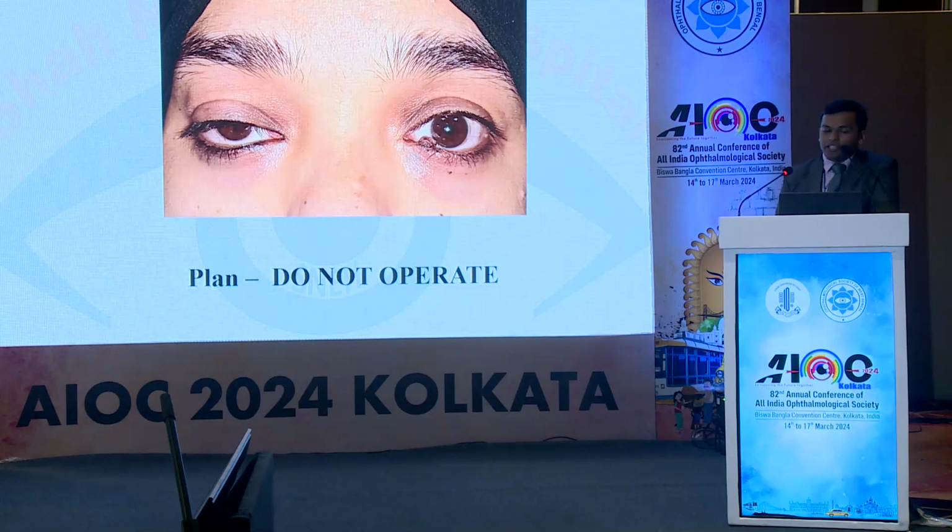So this is one of the cases where, despite a bulky upper lid and ptosis, we should not operate.